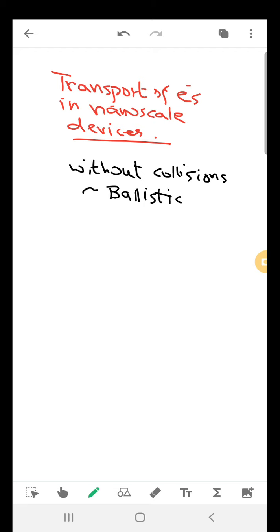However, if it undergoes collisions and the electron rather drifts, then the motion is called a diffusive motion or diffusive transport. So we shall discuss these two transport phenomena.